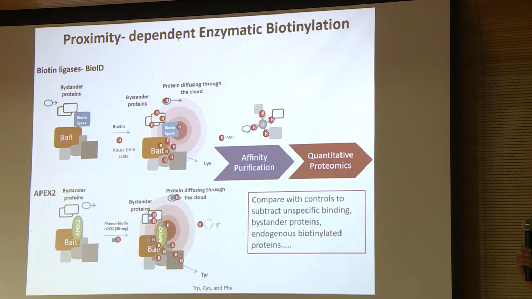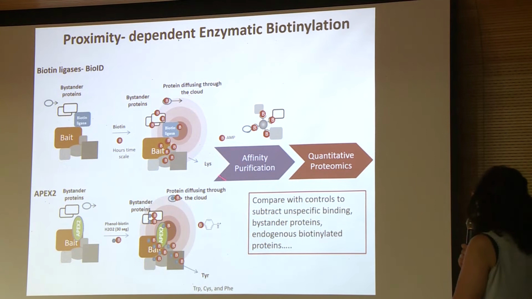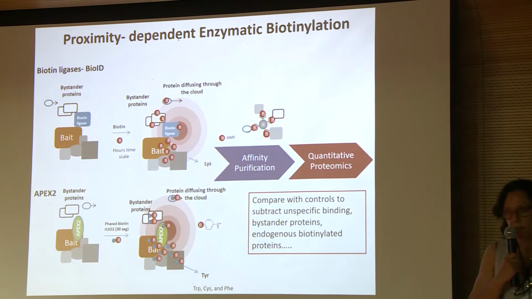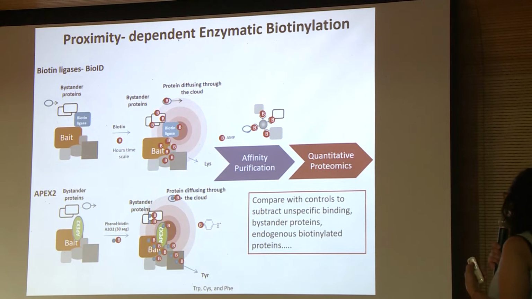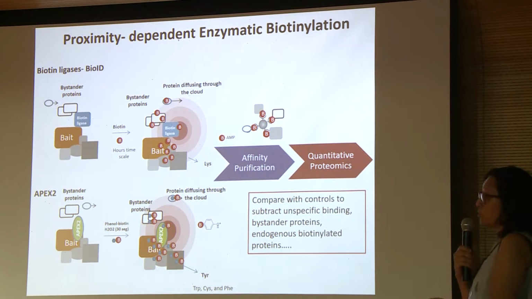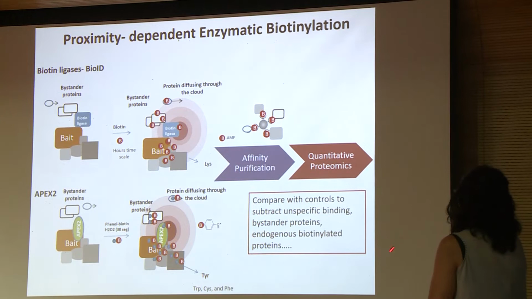As I told you, we then have to purify these biotin-related proteins based on these high affinity columns, and we do quantitative proteomics to identify the real interactors that we would like to fish. So this means that we have to do a lot of controls for unspecific binding, bystander proteins, and the endogenous biotin-related proteins, because of course this reaction occurs by other enzymes, not only the ones we are putting into the cell. So this means that we have to perform a lot of controls.